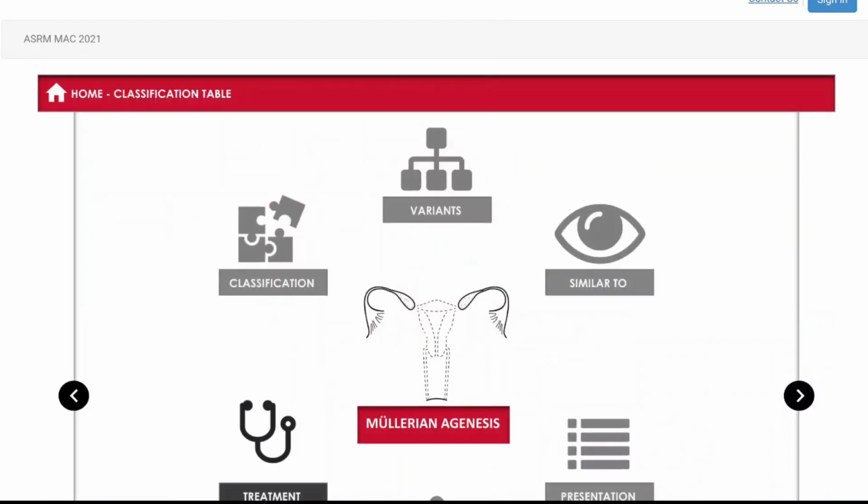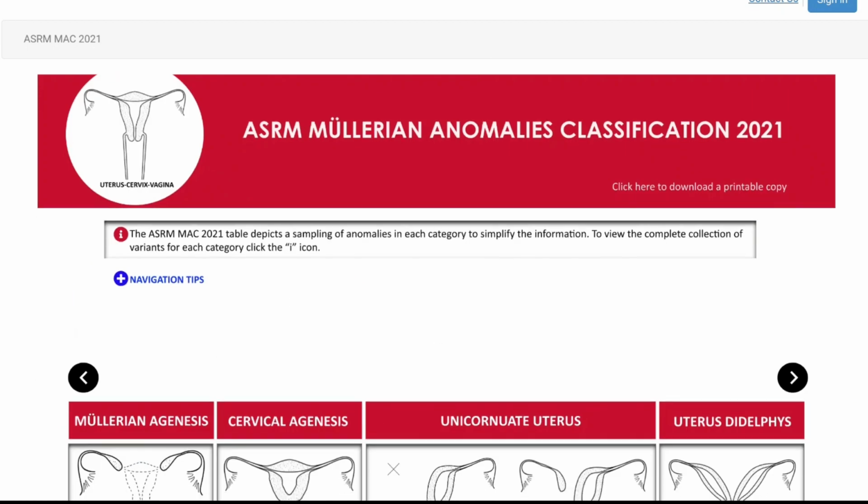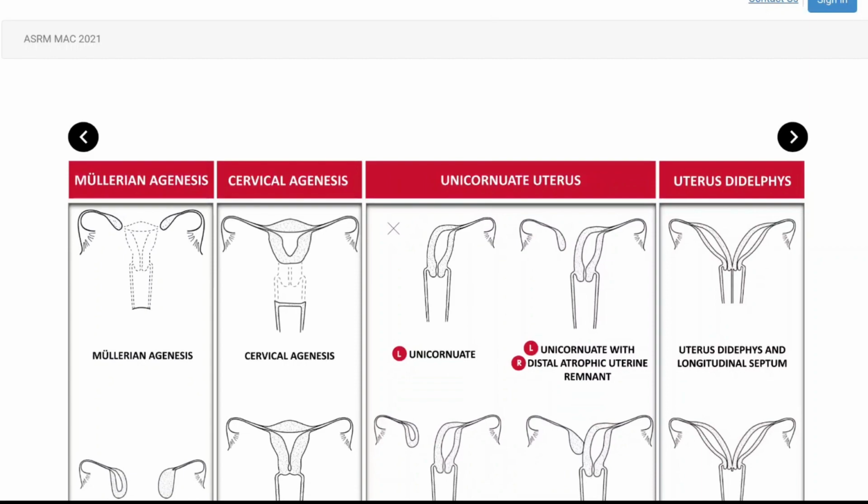And the last subpage is the classification subpage, and if you click on it, it just takes you back to the main classification subpage of the ASRM MAC 2021 classification.